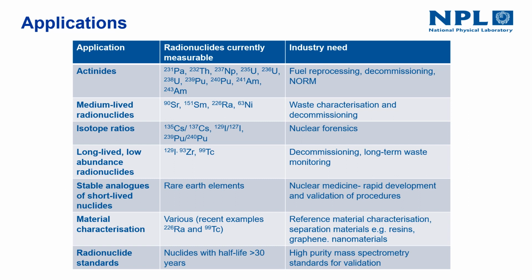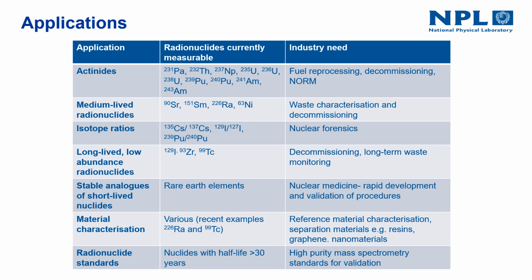nickel-63. Isotopic ratios are a very powerful technique, both for contributing to half-life measurements through isotope dilution and for source attribution to determine the source of nuclear contamination. For long-lived low abundance radionuclides with a very weak decay signature, mass spectrometry is very well suited to these radionuclides, things like iodine-129 and technetium-99. It can also be used for stable analogues of short-lived radionuclides, such as those in nuclear medicine.